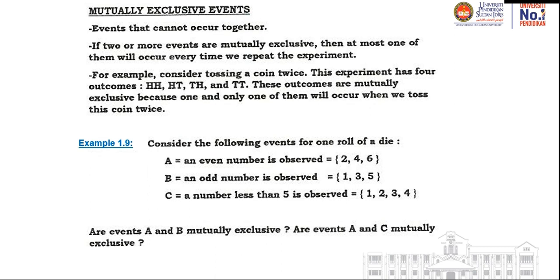Okay, how about events A and C? Look at event A with 2, 4, 6 and event C with 1, 2, 3, 4. Obviously here we can see that numbers 2 and 4 appear twice, meaning they appear in A and they also appear in C. That's why we can say that events A and C are non-mutually exclusive events. Next I will show you how to present this using a Venn diagram.